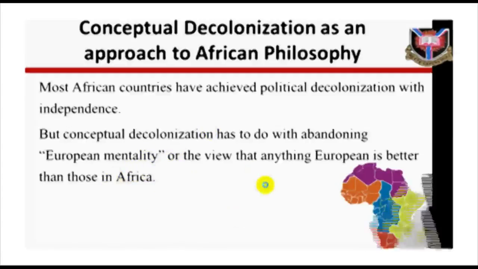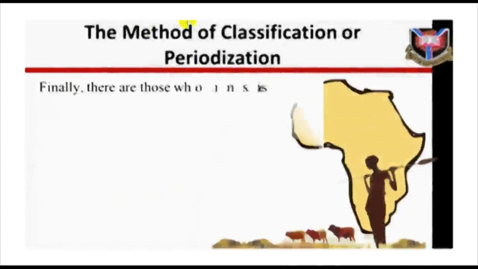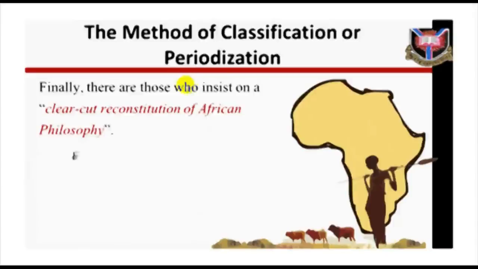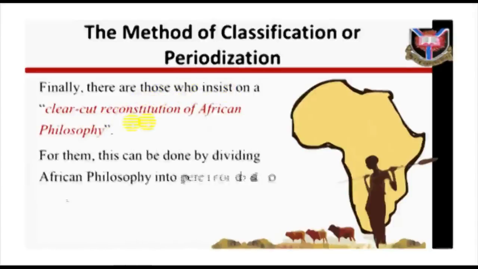The method of classification or periodization. Finally, there are those who insist on a clear-cut reconstitution of African philosophy. For them, this can be done by dividing African philosophy into periods or epochs. So in this sense, we shall have ancient African philosophy, modern African philosophy, and contemporary African philosophy. According to the proponents, it is only when we understand African philosophy in this way that we shall escape some of the controversies surrounding its existence and validity.